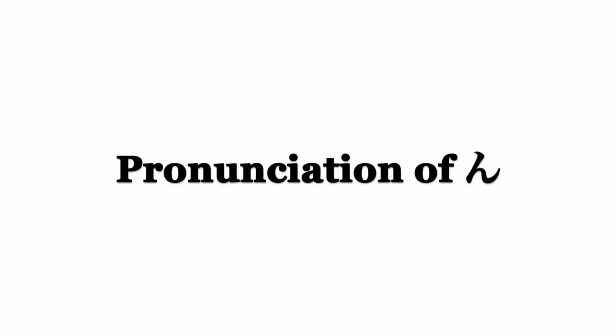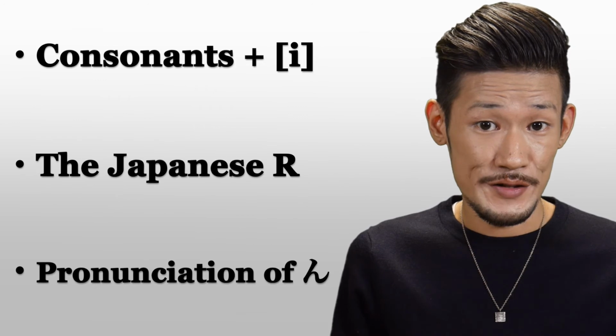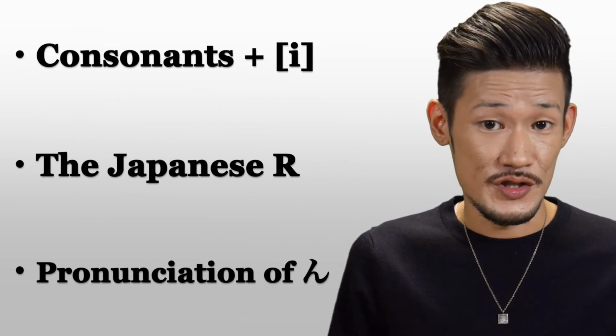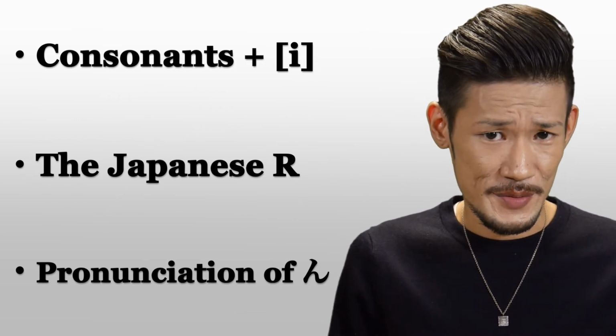Number 3, the character n and its pronunciation. This character is pronounced in 6 different ways, depending on what sound comes after it. Also, n isn't followed by any vowels, so one consonant sound alone can form one Japanese sound. I'll explain these 3 points in detail in future videos, so for now, don't worry too much about them.